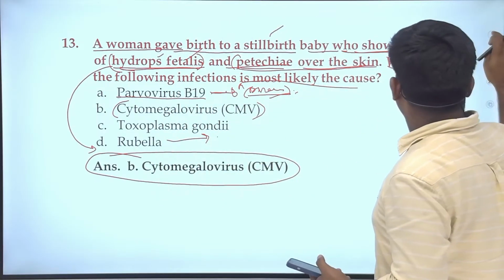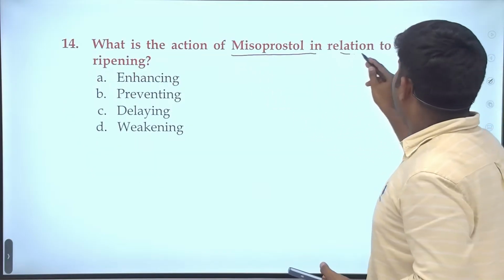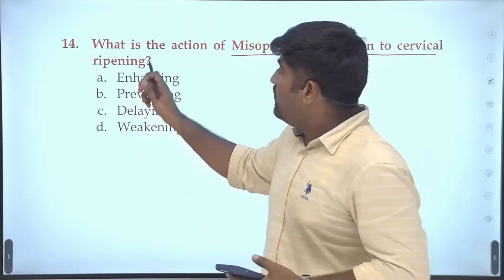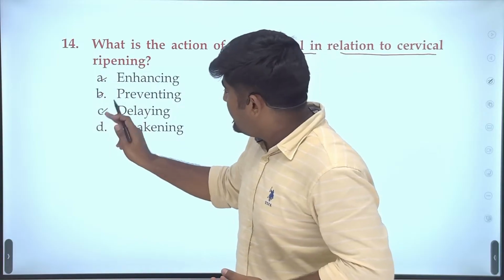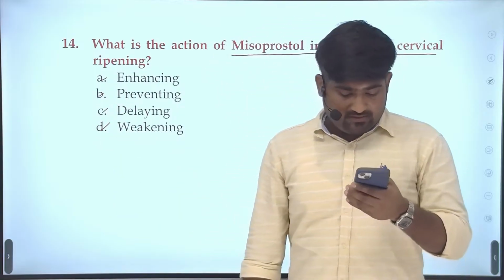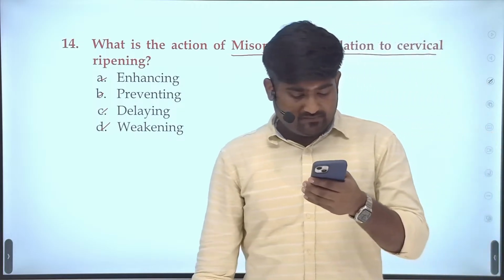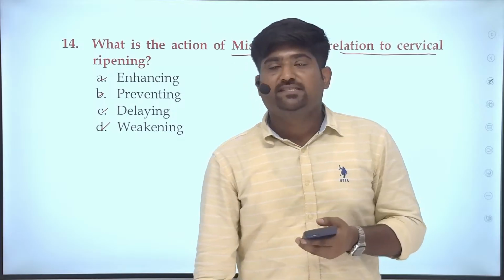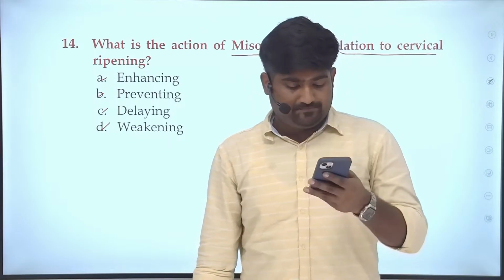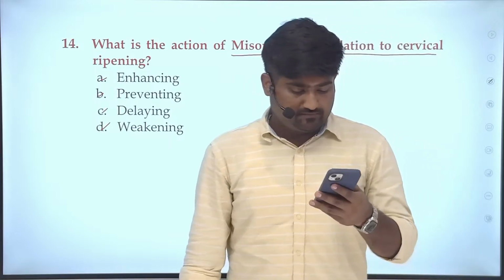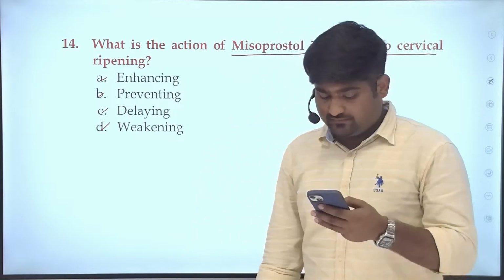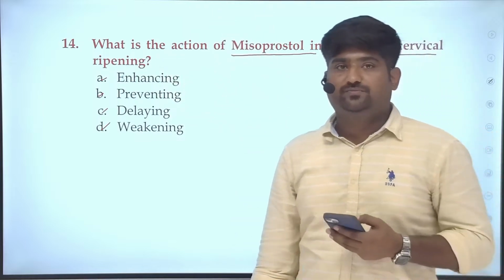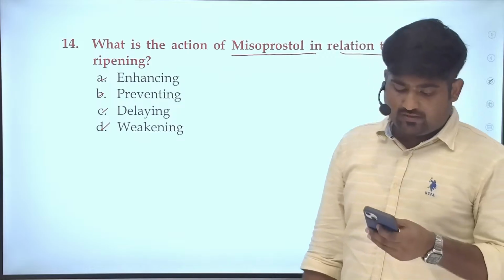What is the action of misoprostol in cervical ripening? Already I have told, if the word cervical ripening comes, it is misoprostol. What does it do? It enhances, prevents, delays or weakens? TORCH, correct. Fifth disease is, I think, erythema infectiosum. Now tell me, for misoprostol, what will it do? Come on, tell me.